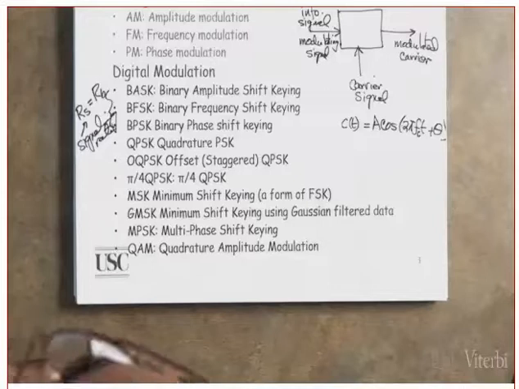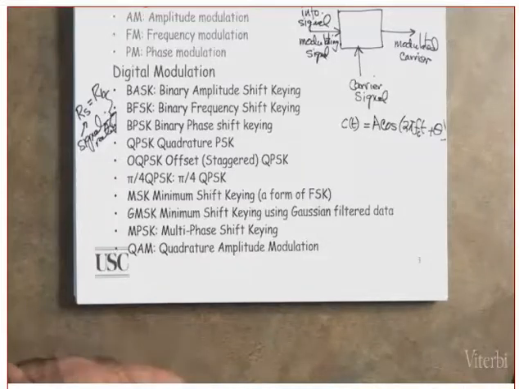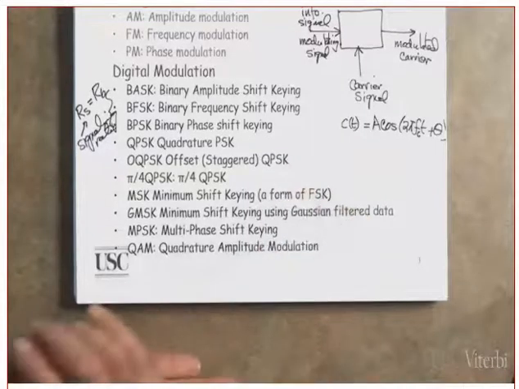And again, you will take this one in the 535, I assume. Okay, these two techniques are called what? MSK, which is the minimum shift keying, and the GMSK, which is the minimum shift keying with Gaussian filtered data. What does Gaussian filtered data mean?